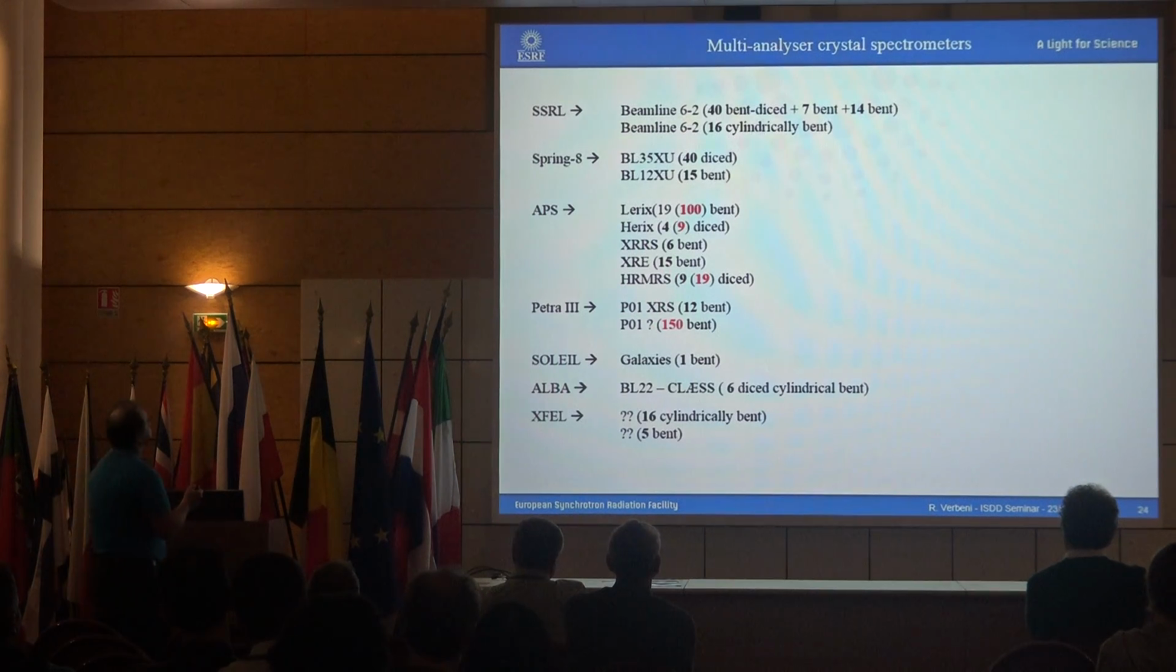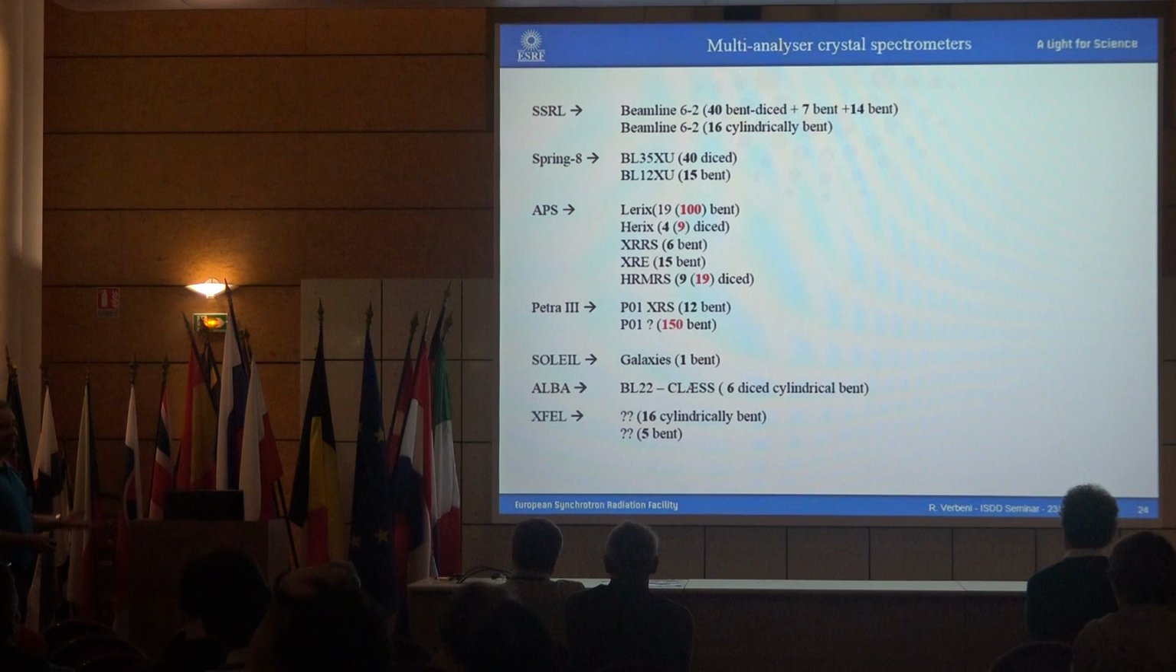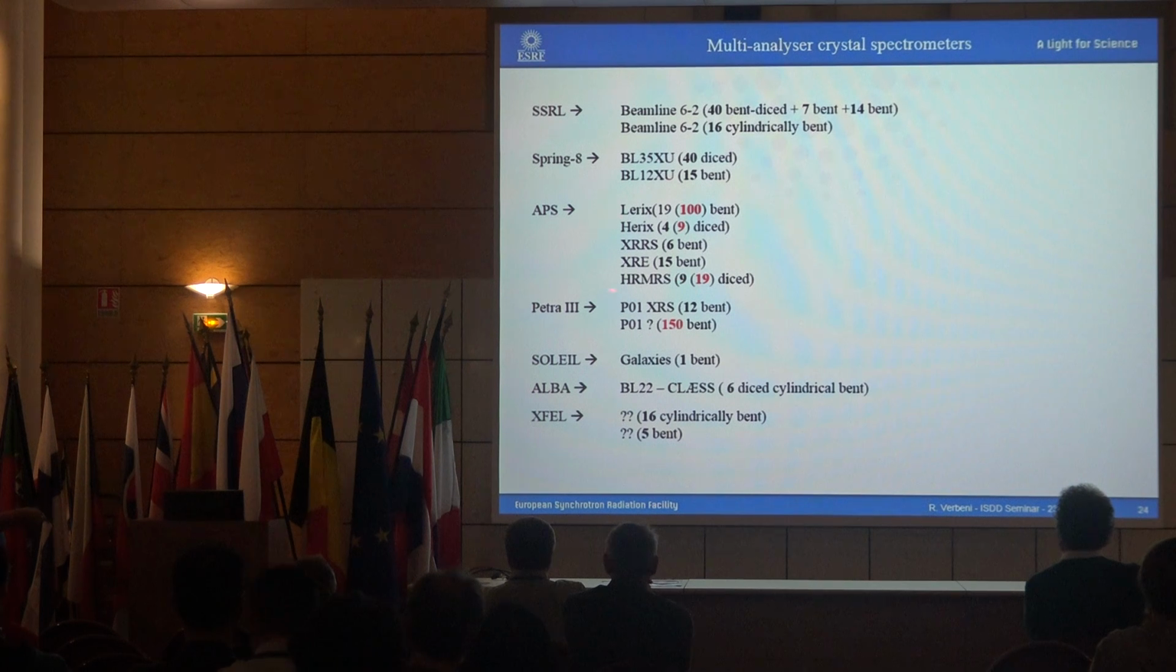Okay. Now, this slide is only to show you that the community is moving all around the world. It's not a complete list of spectrometers for inelastic scattering we have in the world. It's the spectrometers I know about. We have quite a lot of activity at SSRL with 2 very, very big spectrometers. A lot of activity also at SPring-8 with these 2 green lines. These are diced analyzers on a band. APS also is very, very active. There are quite a lot of spectrometers.